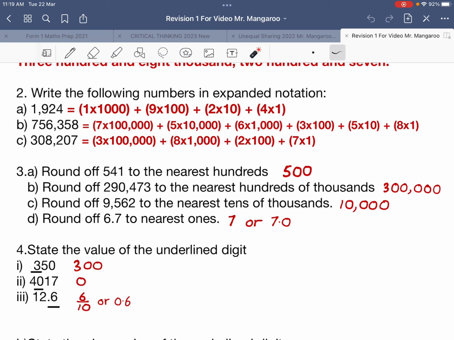3 times 100,000, we can leave the 0 out if we like, or we can add it in as 0 times 10,000. 8 times 1,000, 2 times 100, 0 times 10, which can be included or excluded, and 7 times 1.